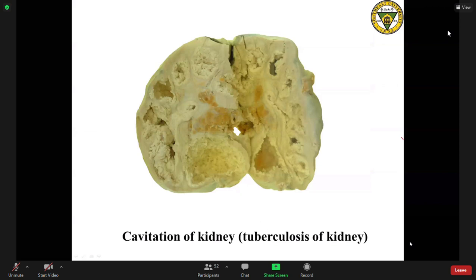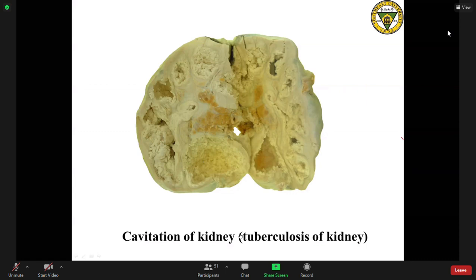Here, cavitation. It means a large cavity. You can see the kidney, but this kidney is destroyed. So many cavities. Some may be large and some may be small. Many cavities in the kidney parenchyma. Here is the cortex and it's red, but you can see many cavities.